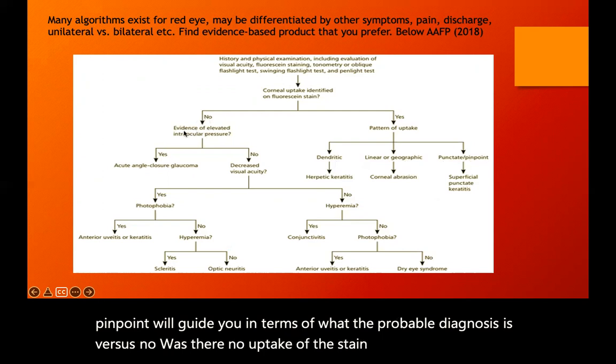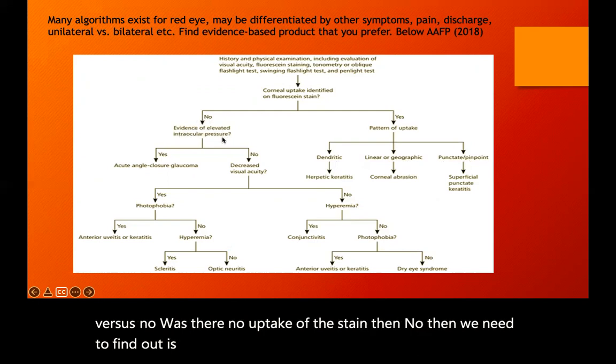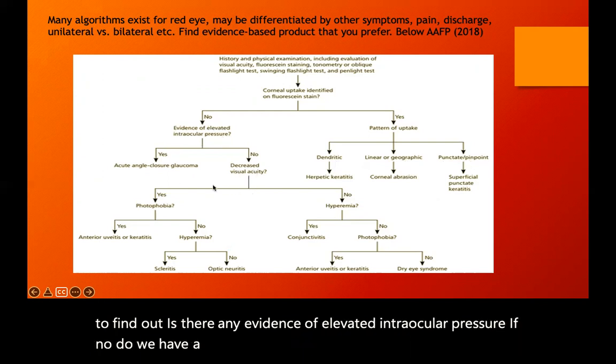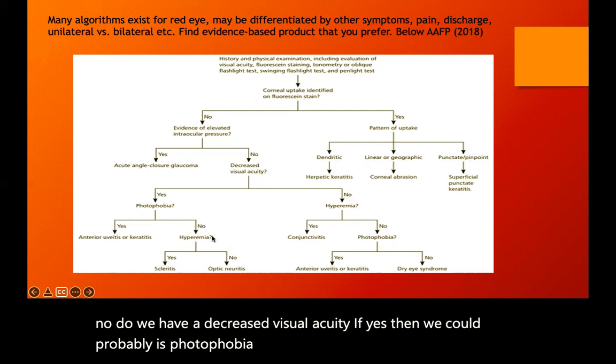Then we need to find out, is there any evidence of elevated intraocular pressure? If no, do we have a decreased visual acuity? If yes, then it probably is photophobia. If no, it's probably hyperemia.